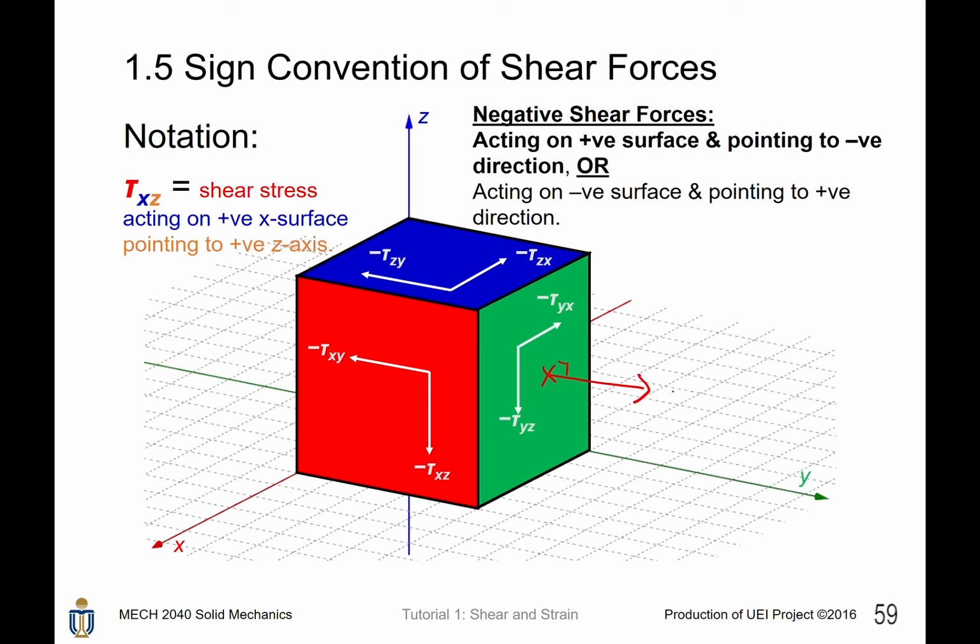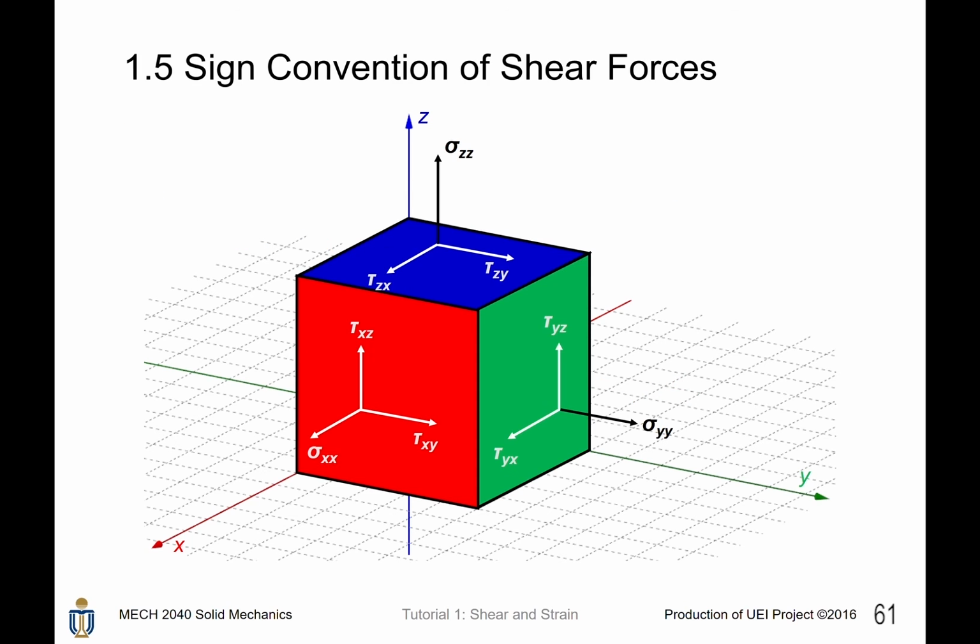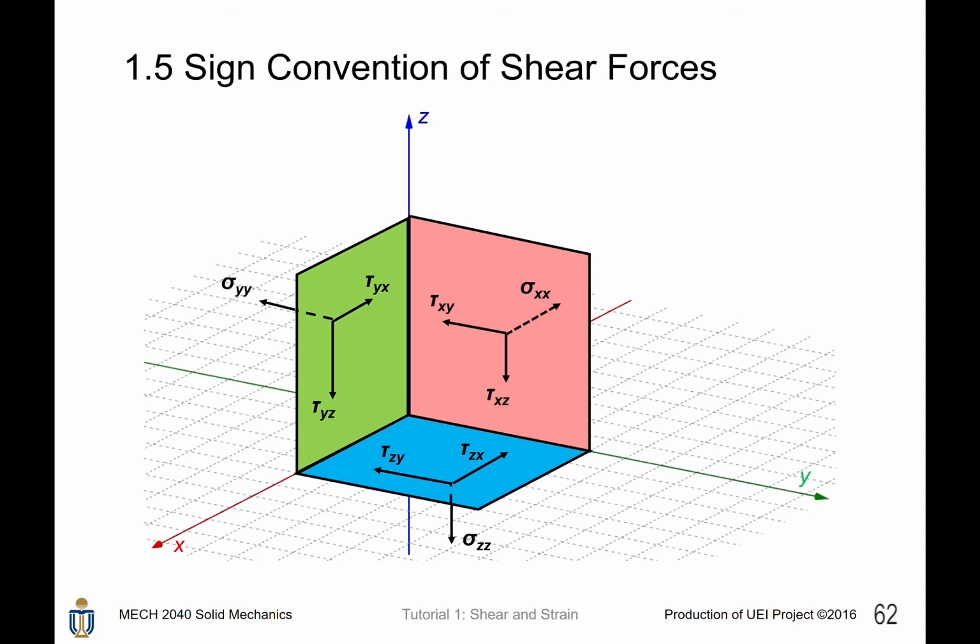No, it is sigma xx. There is no tau xx, tau yy, tau zz. We only have direct stress instead of shear stress. And similarly for the negative surfaces. So still, for the direct stress, pointing outward means positive.